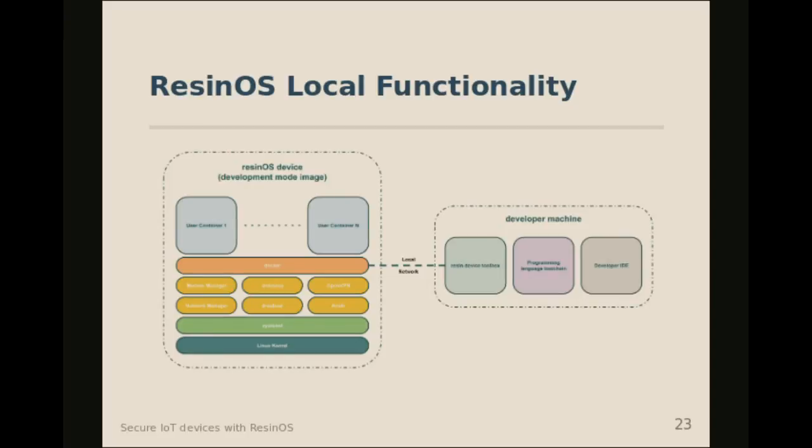So this is a graphic demonstrating the local functionality for ResinOS, which is what we're going to look at today. From your developer machine, this is tiny, I don't know if you can read it up there, but basically via the Resin CLI, your machine will communicate with the device as though it's a local Docker. So you can build your image, your container, and run it, and it's happening on your device, but it appears local.